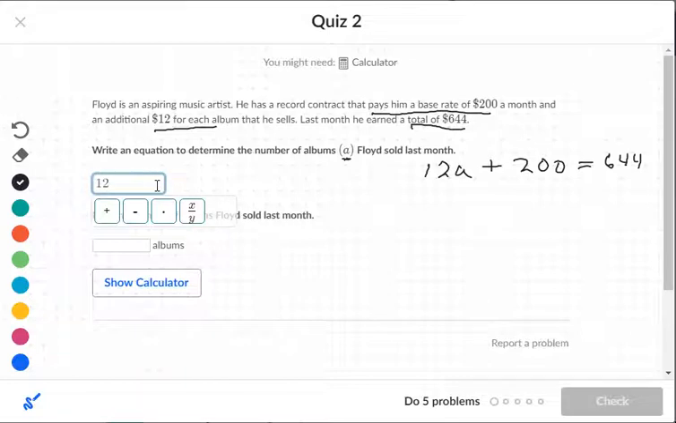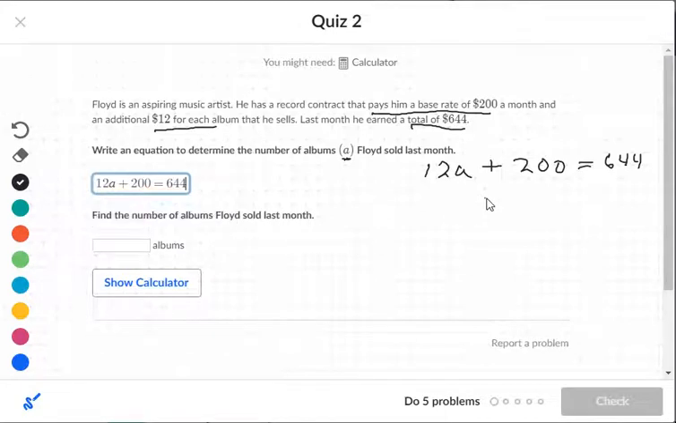So we'll type in 12. Make sure you use the letter A. If you use something else, Khan Academy will mark it wrong. So 12A plus 200, equal sign, 644.